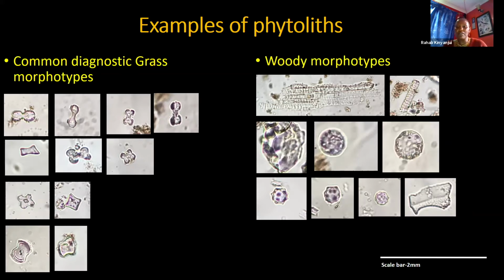Then on my right, we have other morphotypes that are good indicators of woody vegetation. Some of them are very unique, especially like the one which is echinate, I'm pointing with my pointer. These ones come directly from the palms. And as I said earlier, monocots are very good at producing phytoliths and diagnostic types, and palms are one of the monocots, and grasses are also part of the monocots. That's why they give us a good opportunity to understand past vegetation.